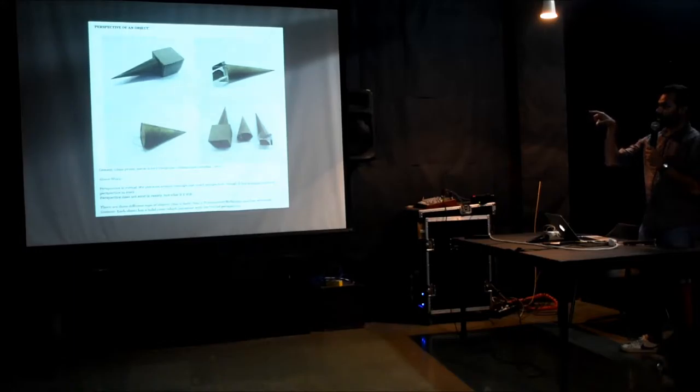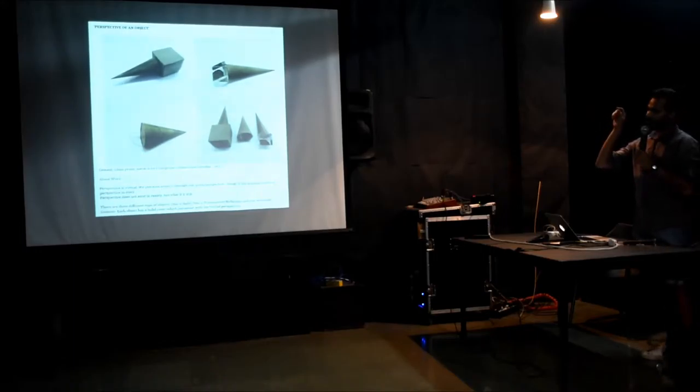So that's why I ended up making three objects. One is really solid, one is hollow, and one is transparent. And then I just added one cone to talk about one point perspective.